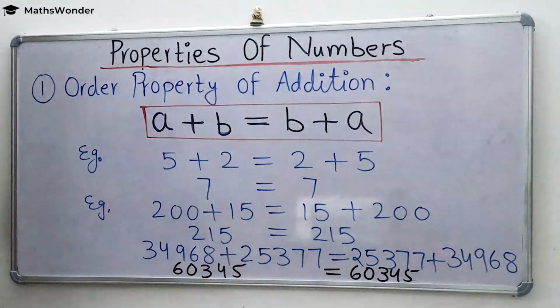So now see, the order property of addition is that the sum of two numbers does not change when the order of the addends is changed. This is called the order property of addition in numbers. Understood?